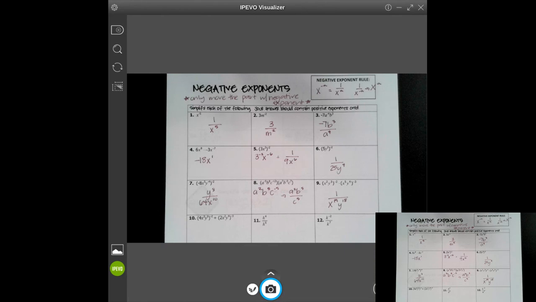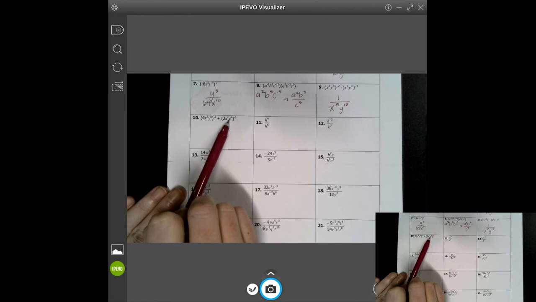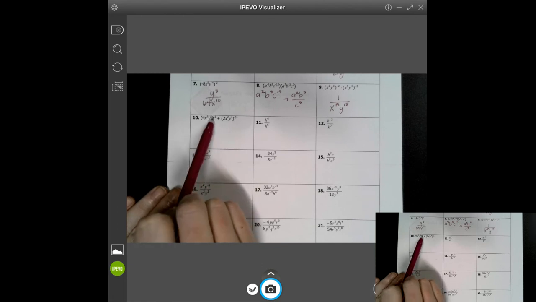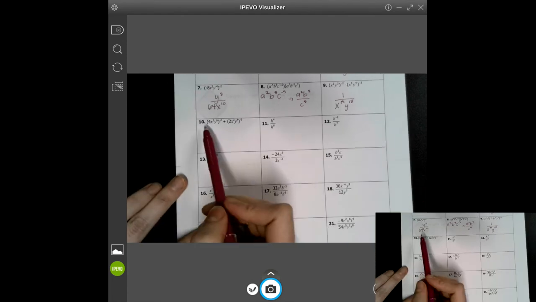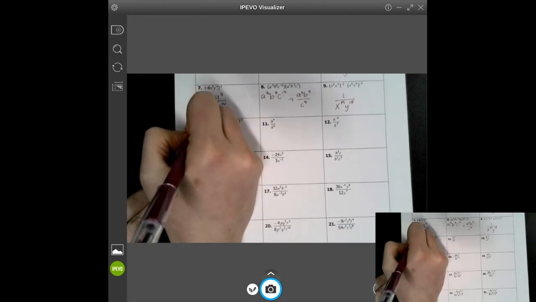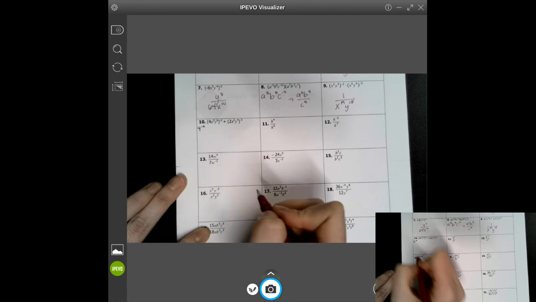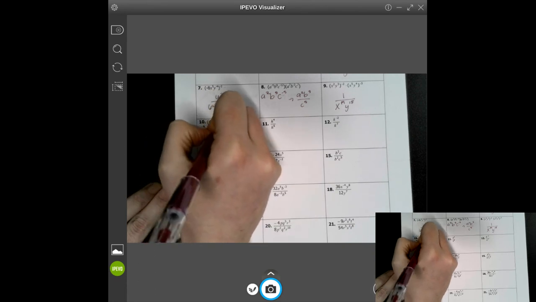Okay, so a few more here. We can do it. Stay with me here. Number 10, got several rules here. I've got my product rule, or excuse me, I keep saying that, my power rule, and then I've got to add. So this might be a little bit tricky. So I've got 4 to the negative 2nd. That's going to become 4 to the negative 2nd, x to the negative 6th, y to the negative 12.